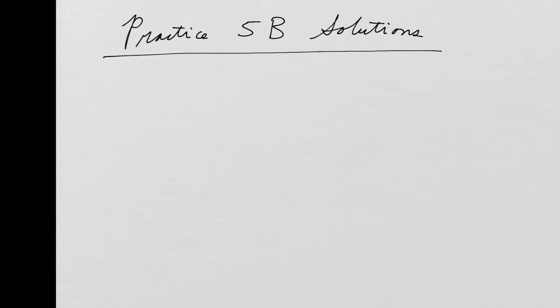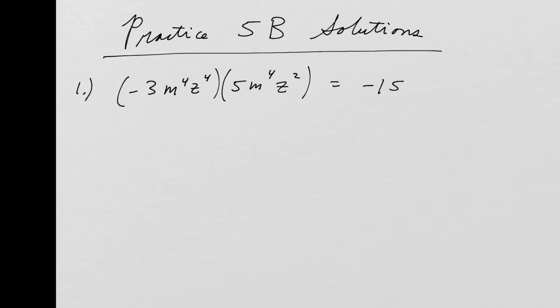Okay, so the first question, you're asked to multiply two monomials together: negative 3 m to the fourth z to the fourth times 5 m to the fourth z squared. So remember how you do this, right? You multiply the coefficients together first, so negative 3 times positive 5 is a negative 15. Then you multiply the powers, the variables together using the product rule.